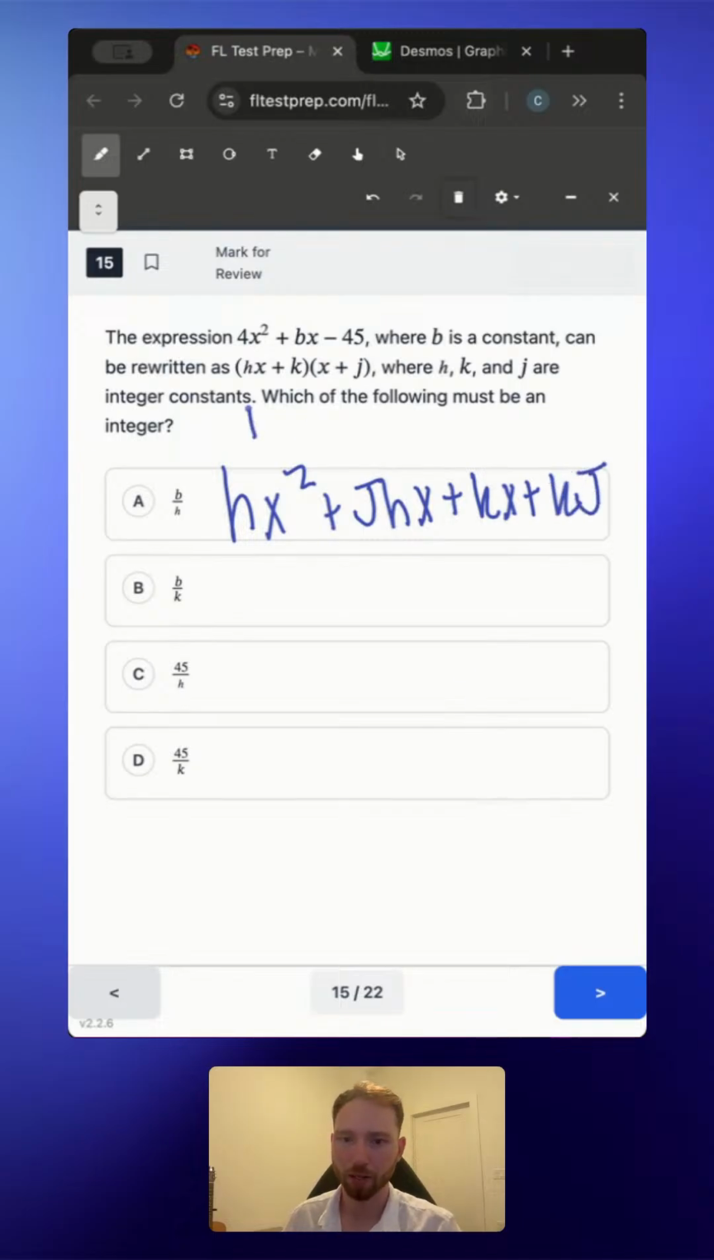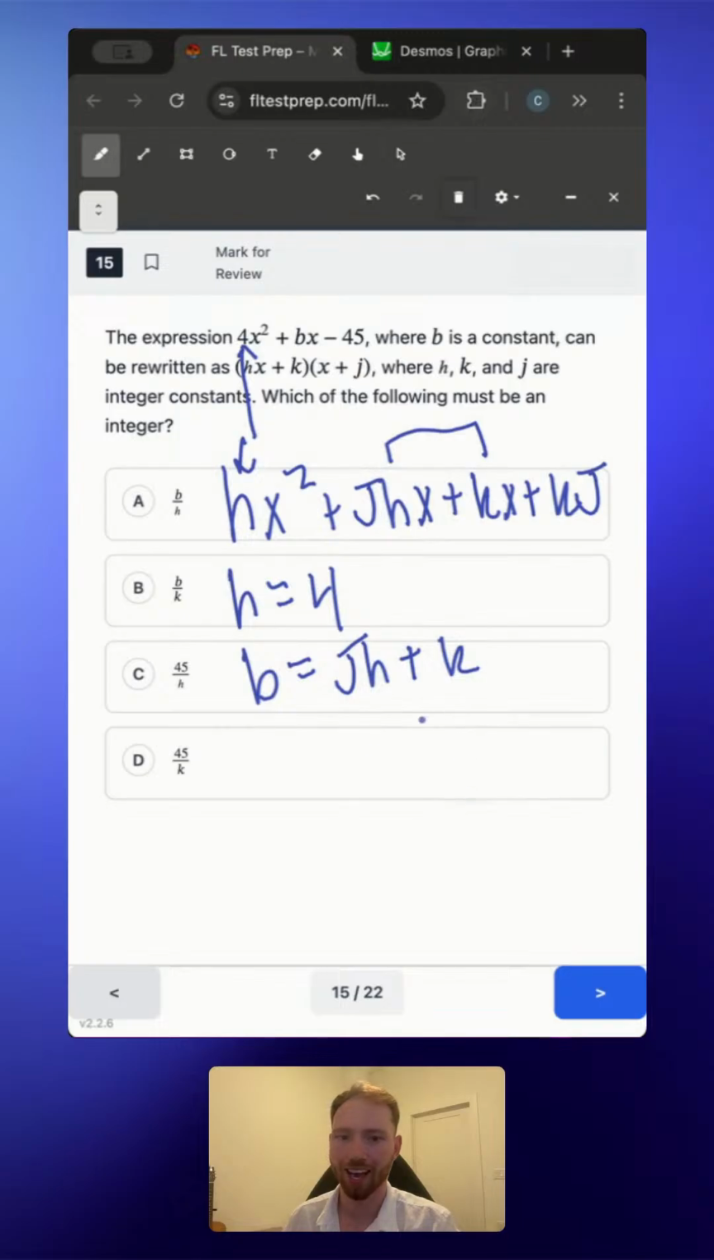But can I compare that to my 4x squared? Yeah, I can. So what do I know about h? Well, I know h equals 4 because they're both the constant in front of x squared. Well, b is going to be equal to my b of this equation, which is going to be the combination of jh plus k because they're both multiplied by x. And I know my negative 45 is going to be equal to, you guessed it, kj.